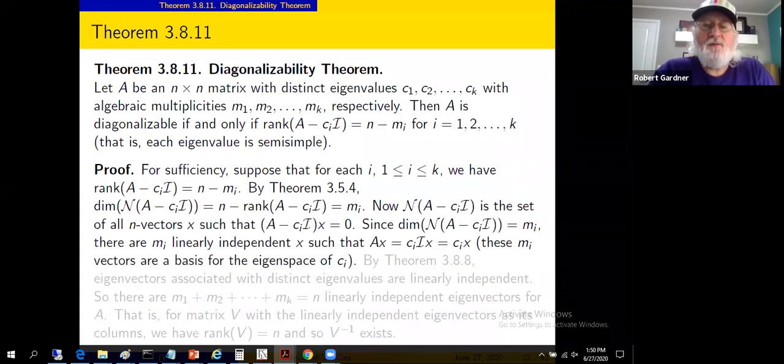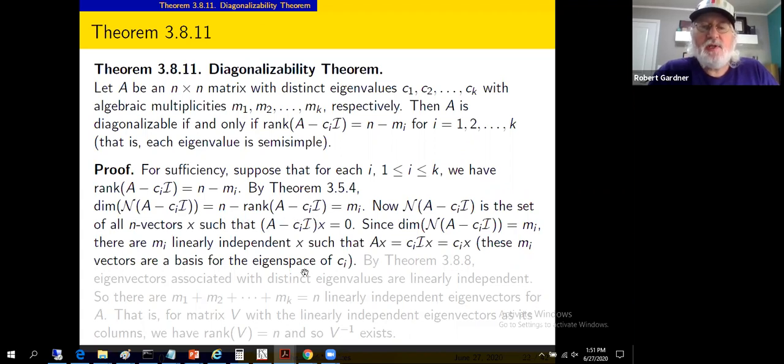Okay, for sufficiency, that is, if A has rank satisfying this, then A is diagonalizable. All right, suppose we have this, the rank of A minus c sub i times the identity equals n minus m sub i for all appropriate indices. Theorem 3.5.4 tells us the dimension of the null space of an n by n matrix is n minus the rank of that matrix.